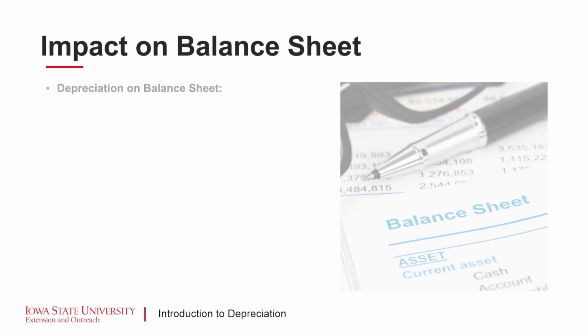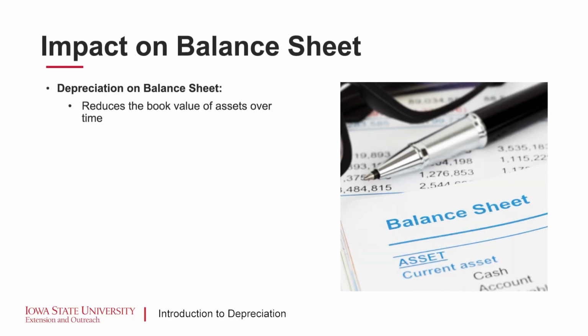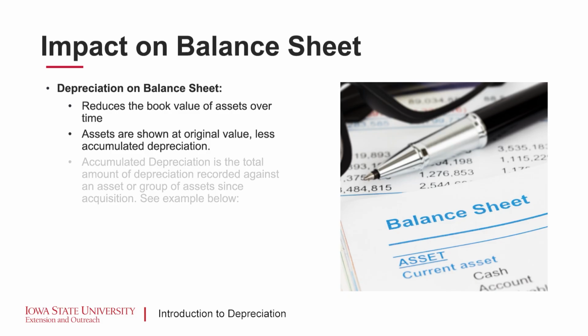On the balance sheet, depreciation reduces the book value of assets over time, showing a decline in their net value. Assets are typically shown at their original value, less accumulated depreciation. Accumulated depreciation is simply the total amount of depreciation expense that has been recorded against an asset or group of assets since it was acquired.